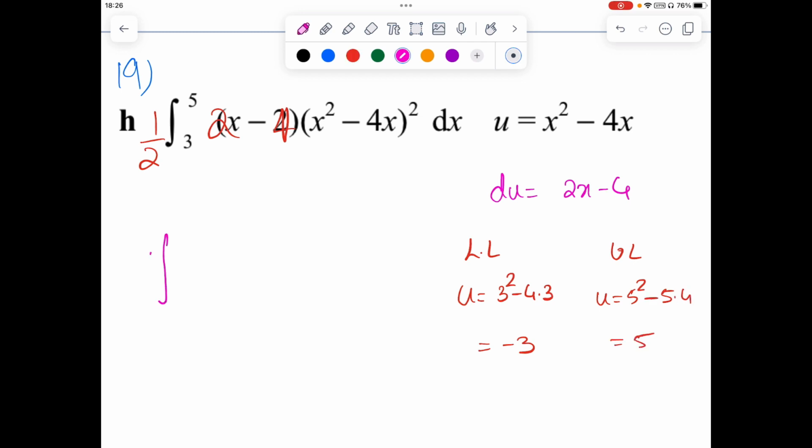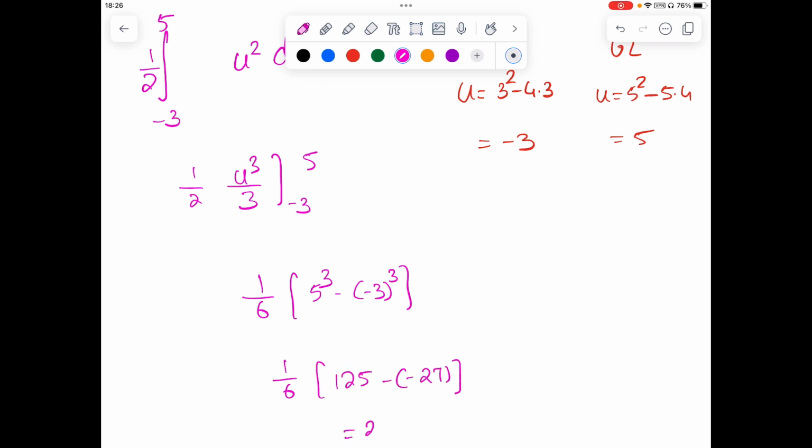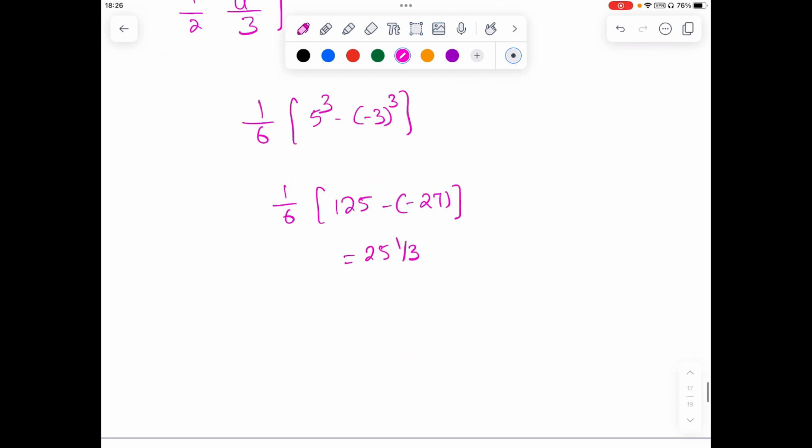So the equation will become 1 by 2, negative 3 to 5, 2x minus 4 dx will become du, and this becomes u square. So 1 upon 2, u cube by 3, from negative 3 to 5. So 1 upon 6, 5 cube minus negative 3 whole cube. So 1 upon 6, 125 plus 27. So which becomes 25 and 1 upon 3.